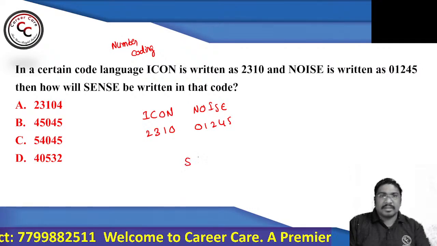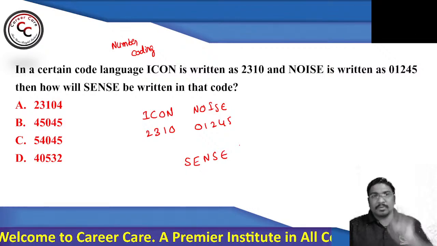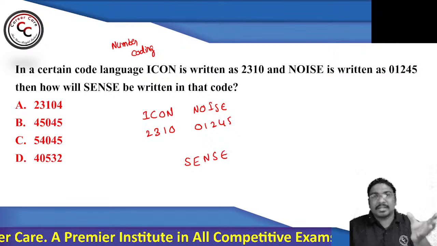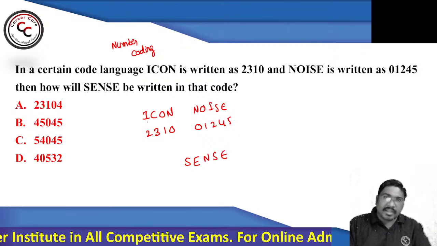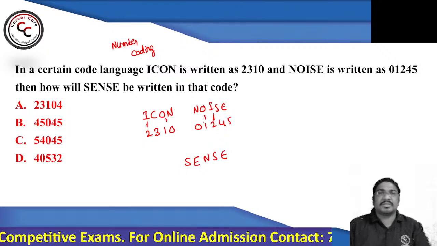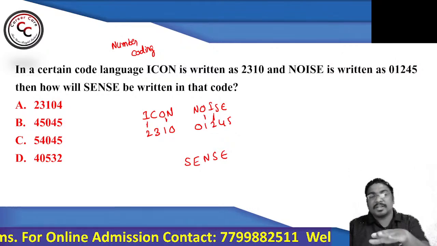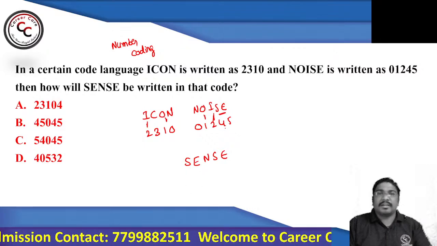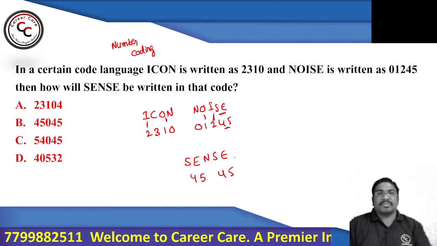Noise 01245, sense. See, whenever you find 2 different words, especially in number coding, compare the common letters present in both the given words. So just by seeing, I can say I stands for 9, right? O stands for 1, just by seeing without doing anything. Now check whether the letters in the given question are there in the given data or not. So sense, SE and SE. So we know that SE stands for 4 5. That means my answer should start with 4 5 and end with 4 5.